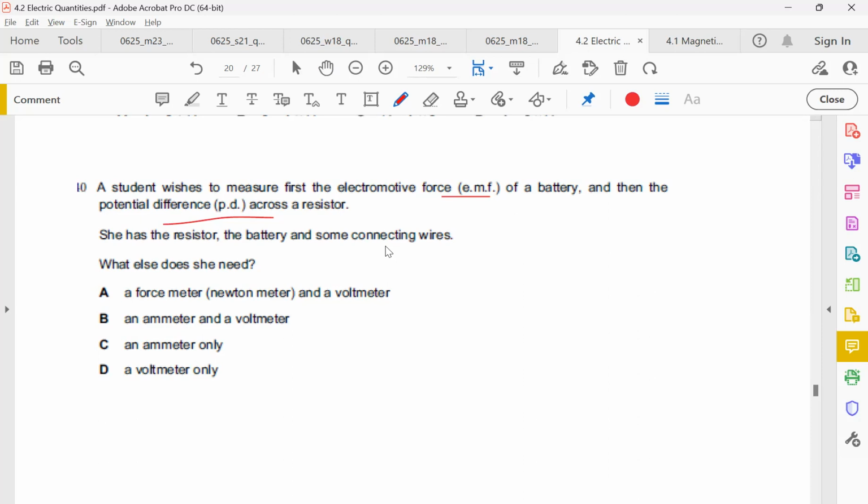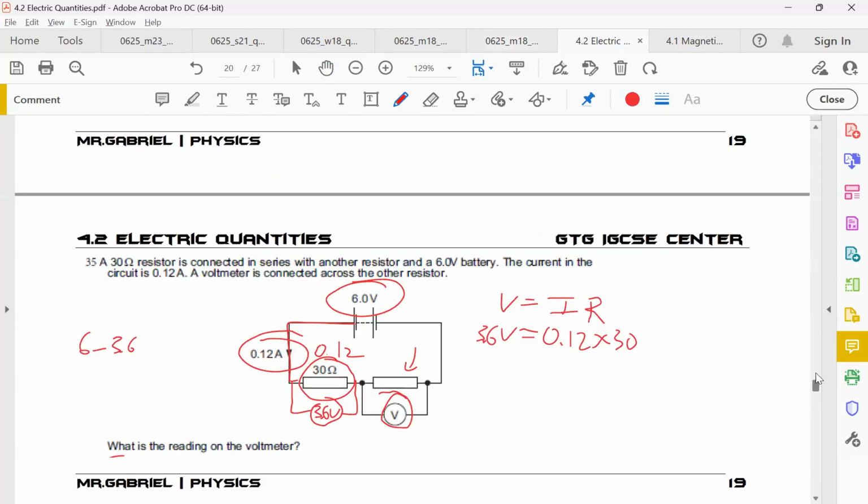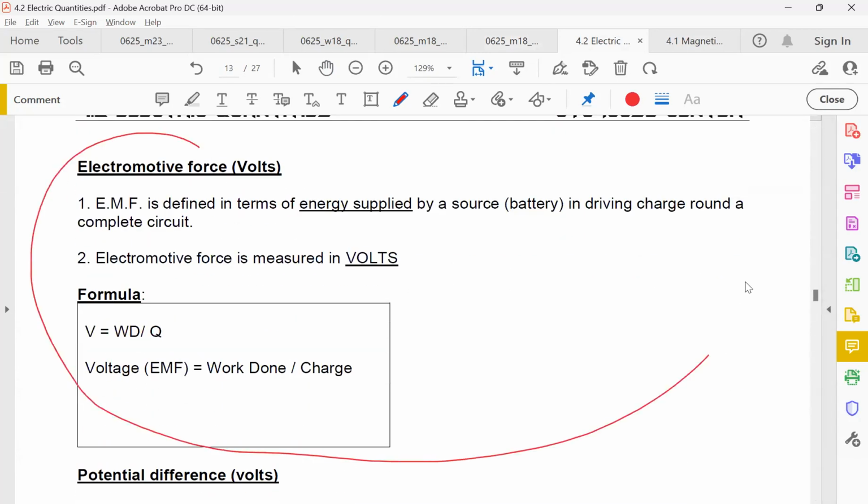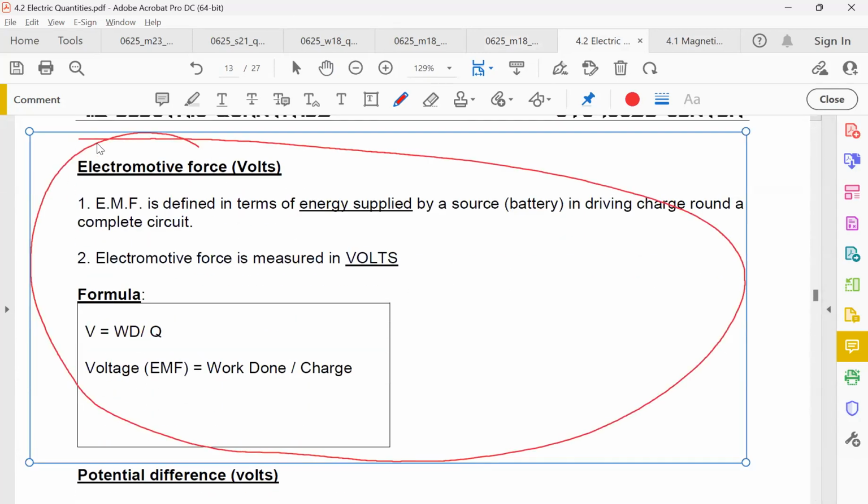Very good, guys. If you recall what I mentioned last week, EMF has a formula of work done over charge. I said that this EMF is usually the source of the battery, or the source of the circuit. For example, if you look back in the notes, EMF was mentioned here. We talked about this. It is the amount of energy needed to drive 1 coulomb of charge around the circuit.